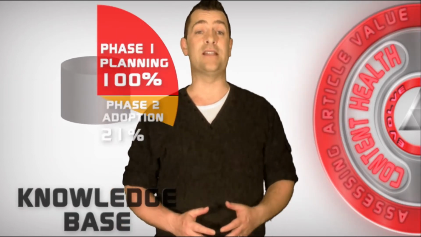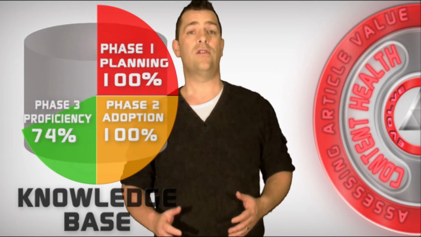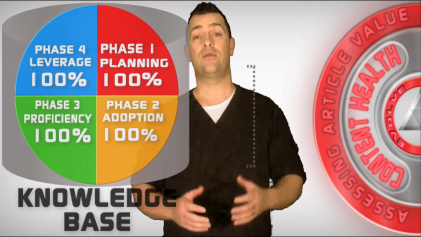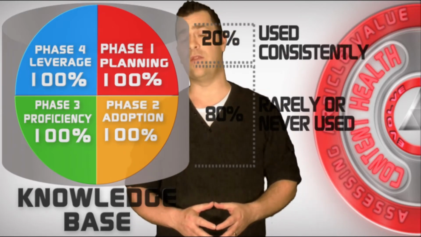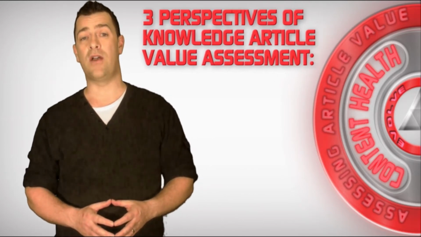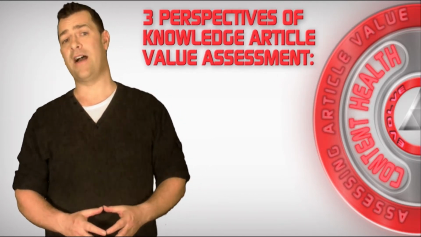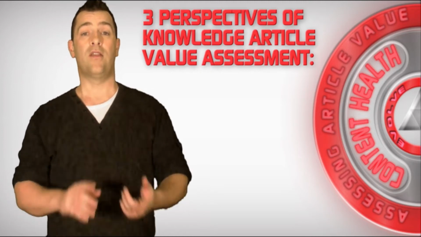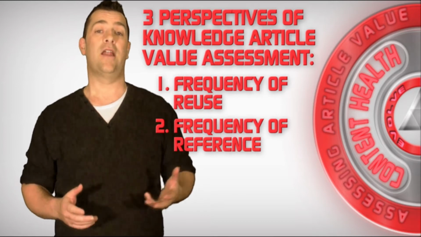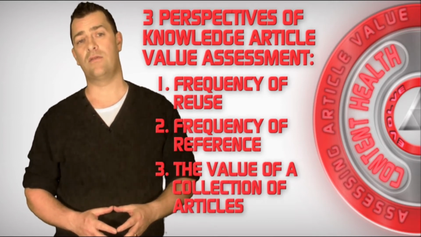The eighth technique of the content health practice is assessing article value. As we move through the KCS adoption phases, the knowledge base will grow. As this happens, we will want a way to assess the value of the articles in the knowledge base. There are three perspectives to keep in mind when assessing the value of articles, and they are the frequency of reuse, the frequency of reference, and the value of the collection of articles.